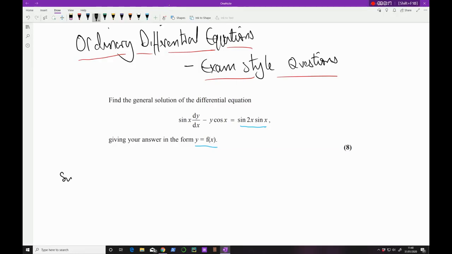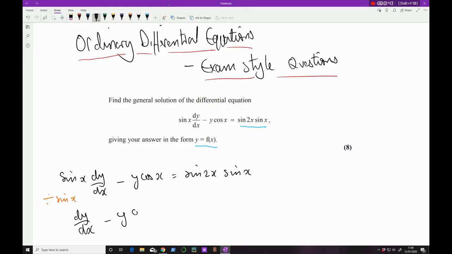So first of all, I'm going to write out the equation again, equals sin 2x sin x. And I'm dividing through by sin x, such that at the end I have dy/dx minus y cos x over sin x equals sin 2x, because the sin x's have cancelled.